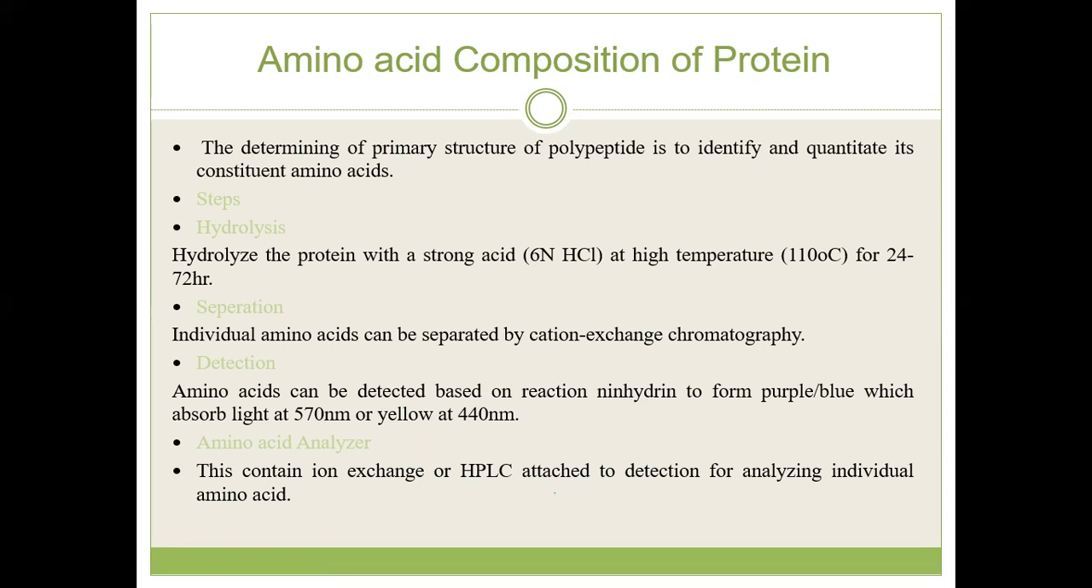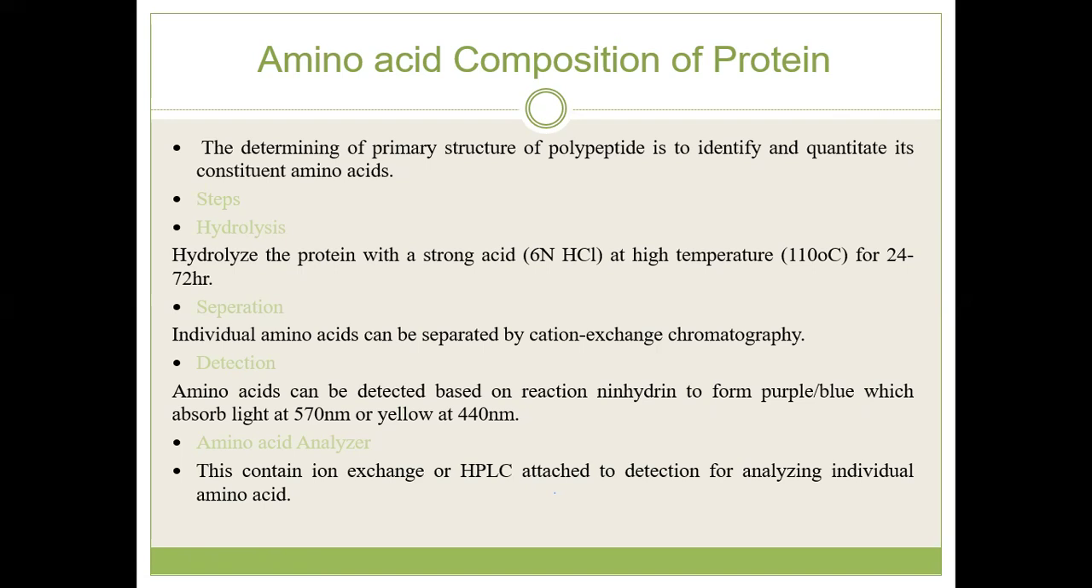How do you determine? First of all, you break the peptide bond. Remember, the protein contains amino acids linked by the peptide bond. Now you break all the peptide bonds. How do you break the peptide bond? The first step, we call it hydrolysis. So you hydrolyze the protein using a strong acid at high temperature for about 24 hours to 72 hours. So after subjecting it to this condition, highly acidic condition of 6 normal HCl, at 110 degrees centigrade for 24 hours to 72 hours, you have all the peptide bonds broken. So what you have is all your amino acids.